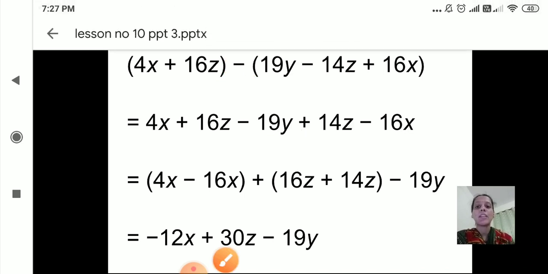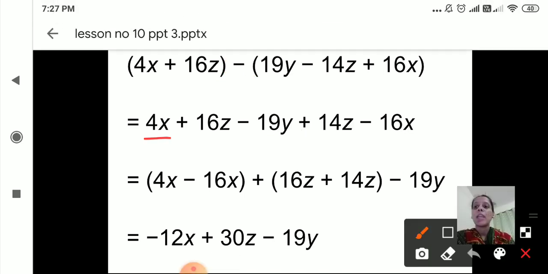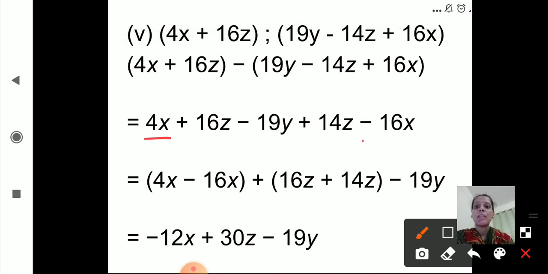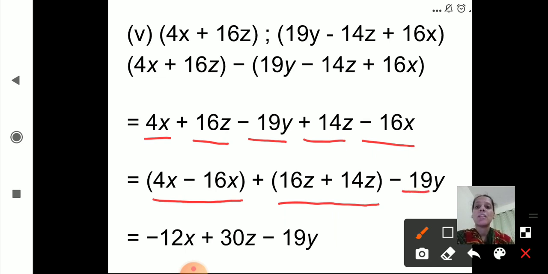Now the like terms are 4x and minus 16x. So in the first bracket we will write down 4x minus 16x. Now the second one, that is plus 16z and plus 14z, that also we will write down together. And minus 19y we will write down as it is, because there is no like term with minus 19y. Is there any like term? No. So minus 19y we will write down separately as it is.